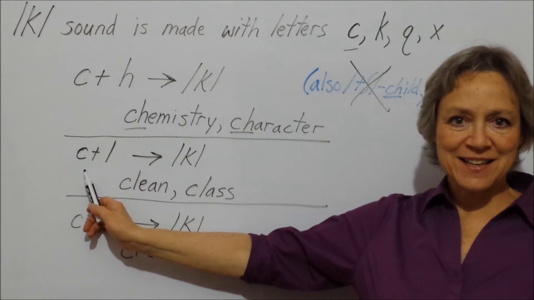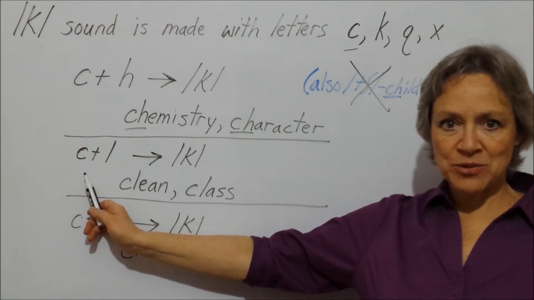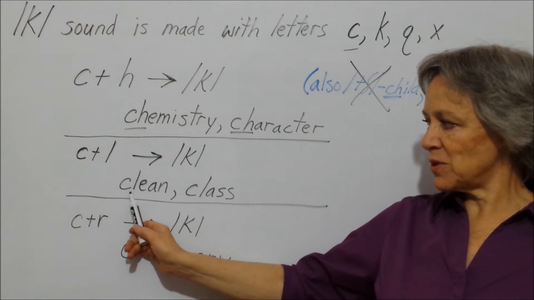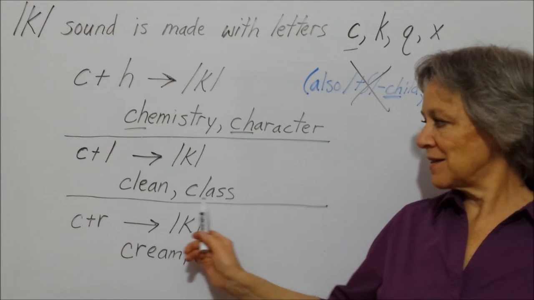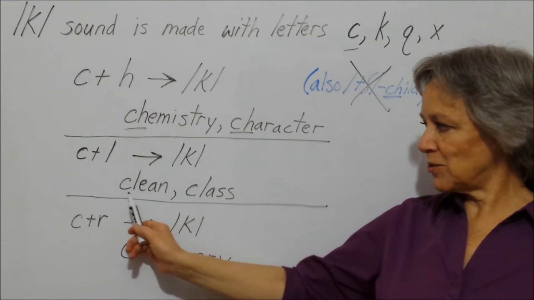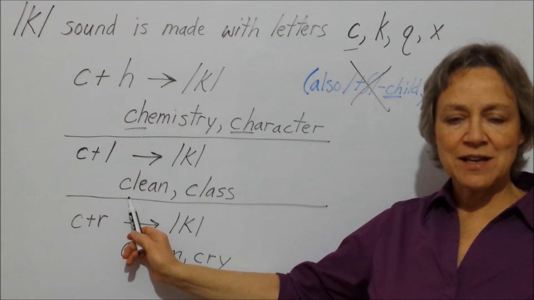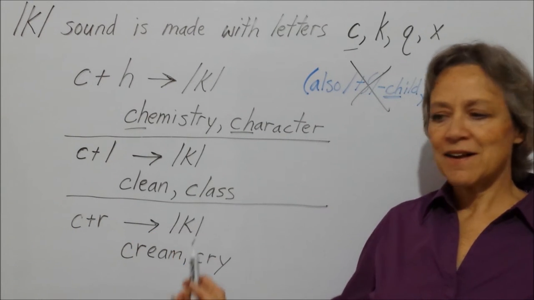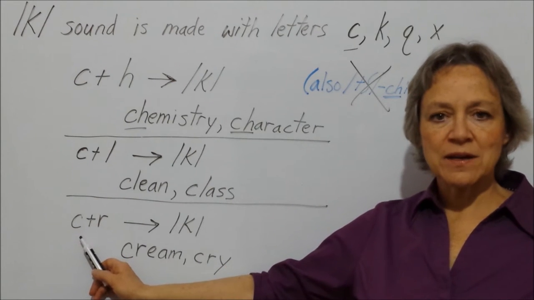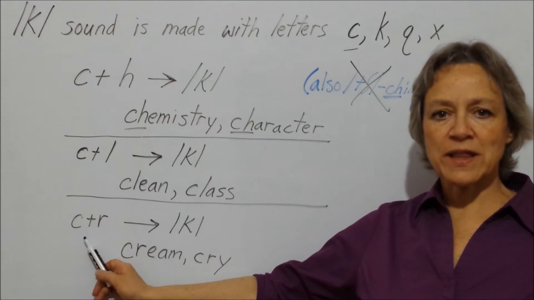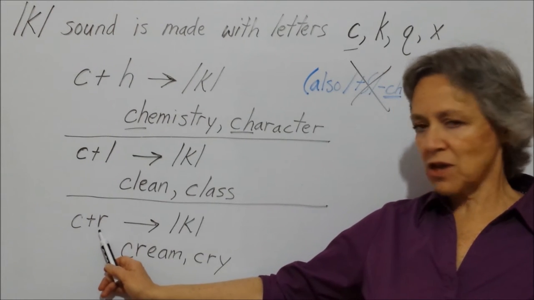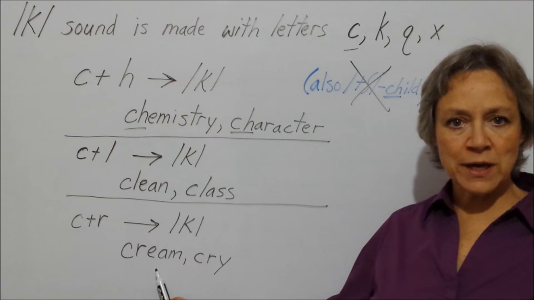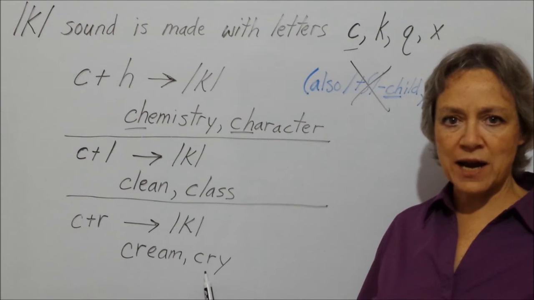The letter C can make the k sound when C is followed by the letter L. Here are two examples: clean, class. So in each of these, the letter C is followed by the letter L. The letter C can also make the k sound when followed by the letter R. C plus R makes k, as in the word cream and the word cry.